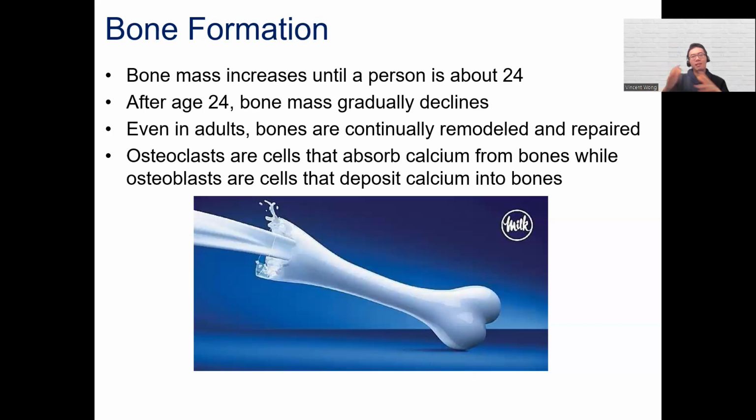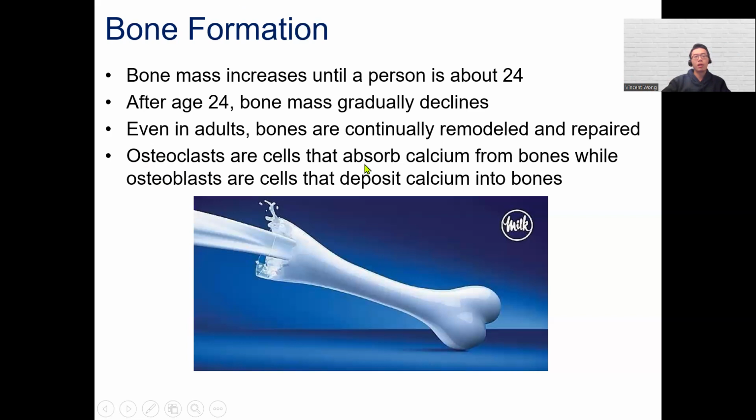What ends up being a problem is if you knock that process out of balance. If you take down more than you build, then your bone becomes weaker and weaker and weaker, right? And that's not a good thing. So there are two types of cells that are involved in this remodeling process. We have what's called osteoclasts.